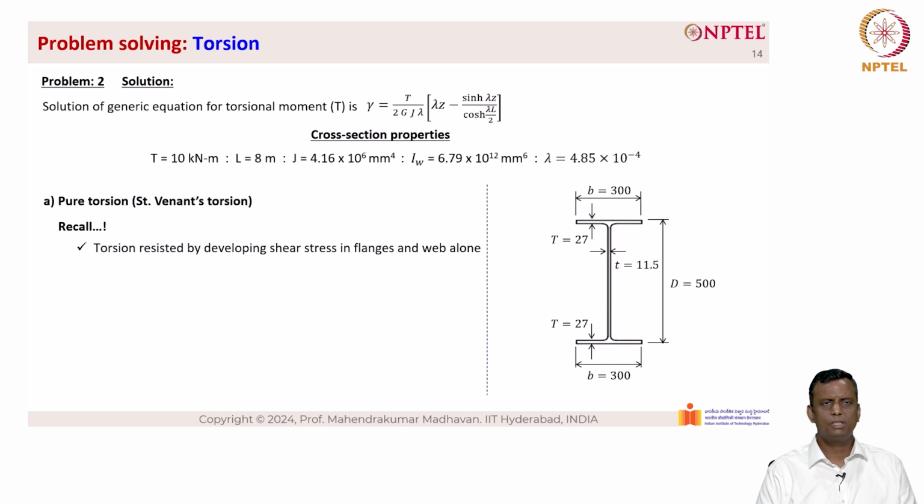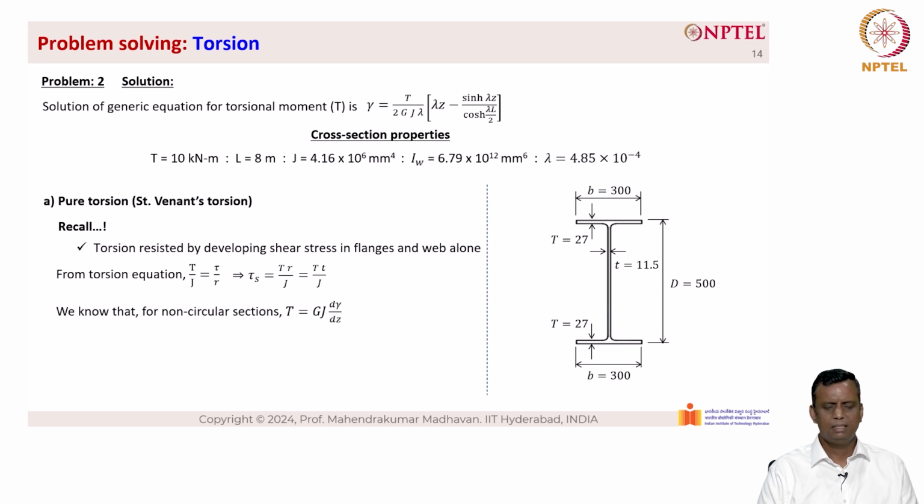So the pure torsion or Saint-Venant's torsion is given as torsion that is resisted by developing shear stresses in the flanges and web alone. So from the torsion equation, we have T by J equal to tau by R. T is the torsion, J is the torsional constant, tau is the shear stress, and R is the radius from the center. So tau sub S equal to TR divided by J. So when we put R equal to t, we have Tt by J.